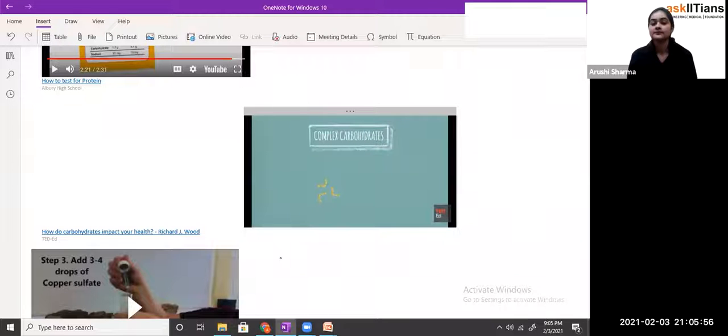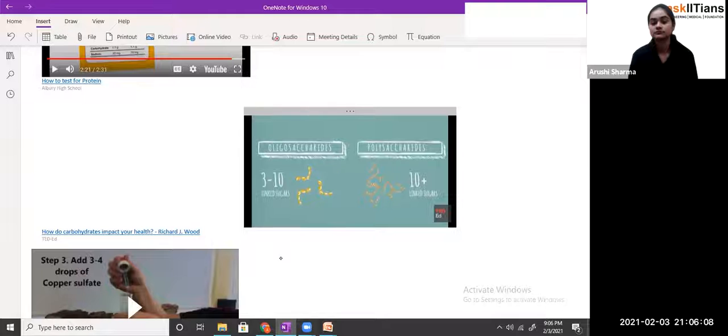Complex carbohydrates, on the other hand, have 3 or more simple sugars strung together. Complex carbohydrates with 3 to 10 linked sugars are oligosaccharides. Those with more than 10 are polysaccharides.